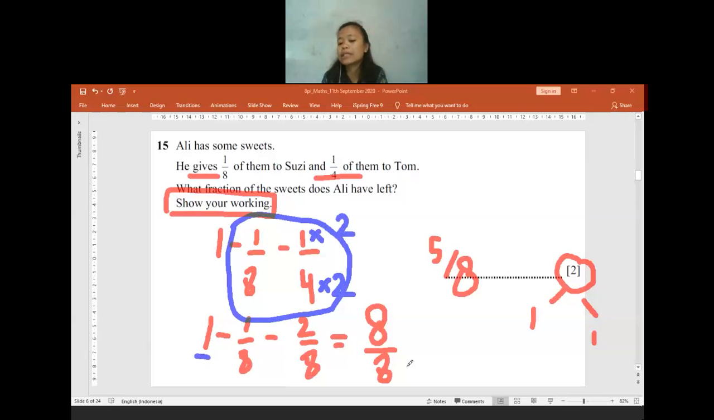So now I move to the 1. The 1 in here is not in the same denominator, so I can change it into 8 per 8, because 8 divided by 8 will be 1. I just have to make sure that the denominator will be the same. So now if we have to subtract the fractions, we just calculate the numerators. So 8 minus 1 will be 7. 7 minus 2 will be 5. The denominator will stay as 8.